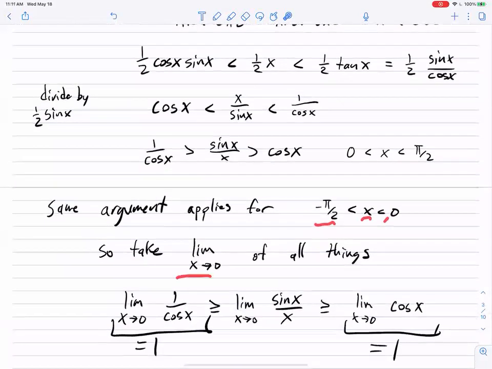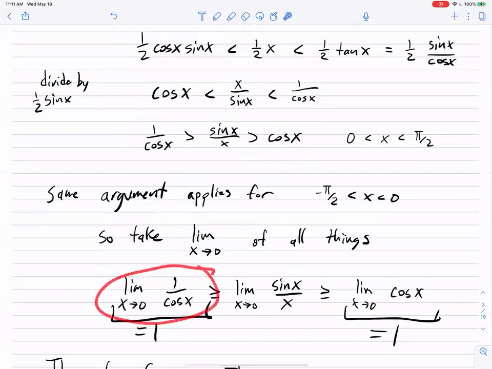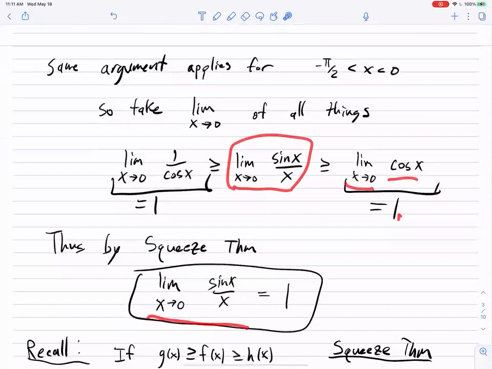And so we can take the limit as x goes to 0 of all things. So take this whole string and take the limit as x goes to 0 for all of them. The limit as x goes to 0 for cosine of x is 1. The limit as x goes to 0 is what we care about. And the limit as x goes to 0 of cosine of x on this side is 1. And so therefore, by squeeze theorem, the thing in the middle also has to equal 1.